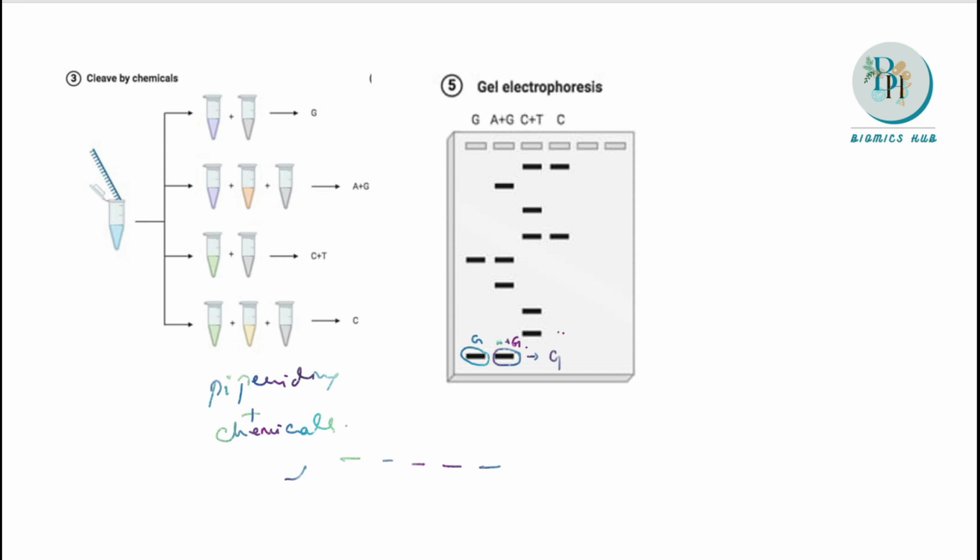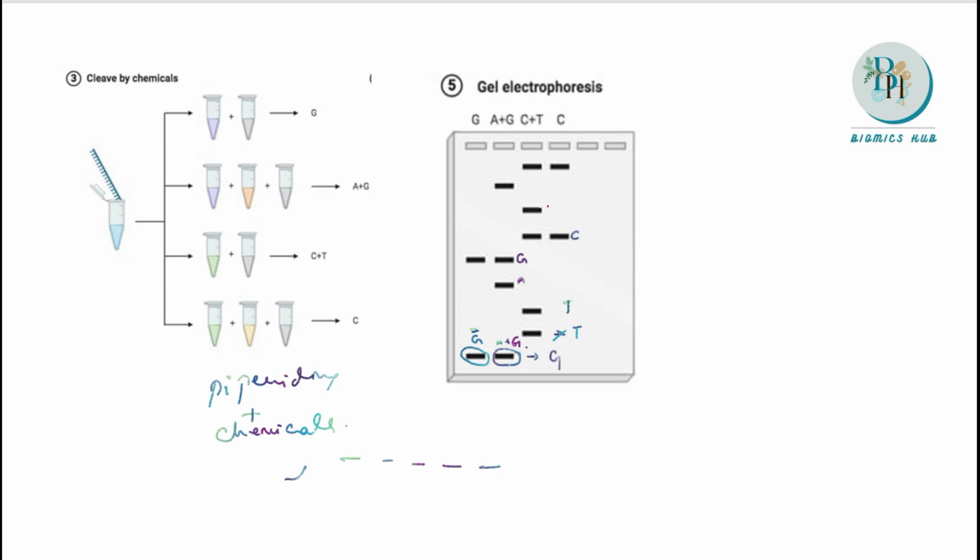But here we don't have any band. If it would be C, here we should get one band, but here we don't have any C. So it is for T. Here also it is for T. The next here it is A plus G. Here the gel was not showing a band for G, but here it is A plus G. That means it is not G, so it is A. Here we can see that along with A plus G, G is also coming. So it is G. Here C plus T as well as C is coming. So it is for C.